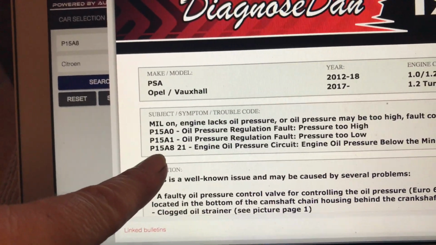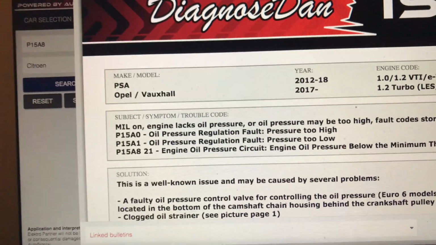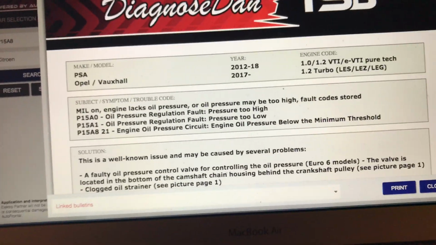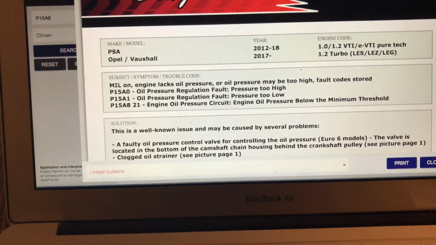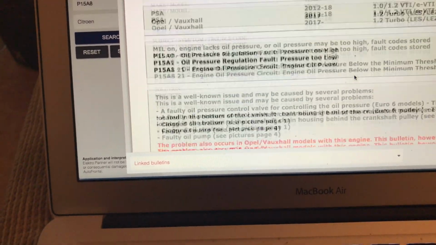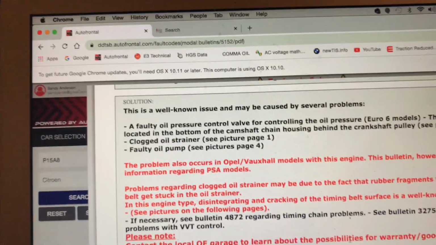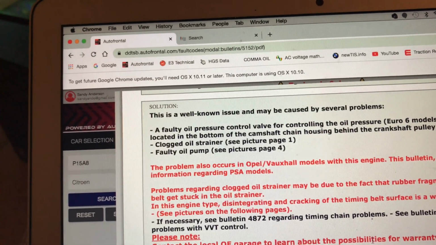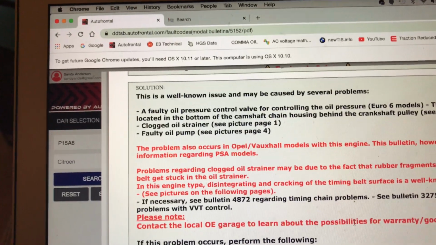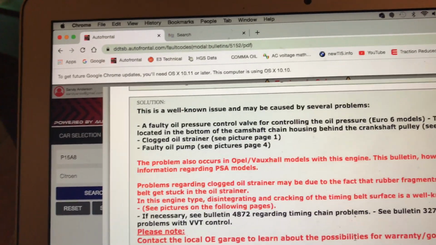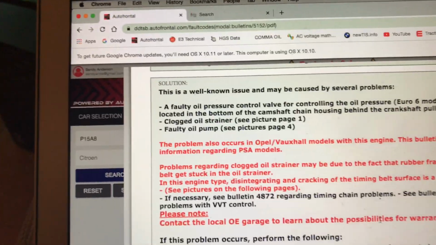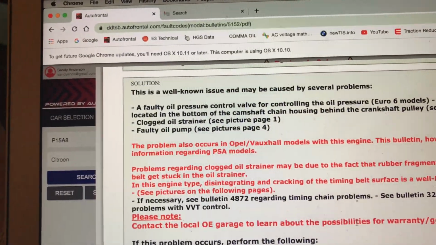So here is our code, the P15A8 engine oil pressure circuit, engine oil pressure below minimum threshold. So indeed, rather than me saying we have a high problem because we're on the wrong data on ECU in the scan tool, it's low. So here's the problems. It says here, this is a well-known issue and may be caused by several problems. A faulty oil pressure control valve for control of the oil pressure. That's on the Euro 6, that'll not be us, that'll be diesels. This valve is located at the bottom of the crankshaft case housing, behind the crankshaft pulley. See the picture. This problem also occurs on Opel Vauxhall models with this engine.